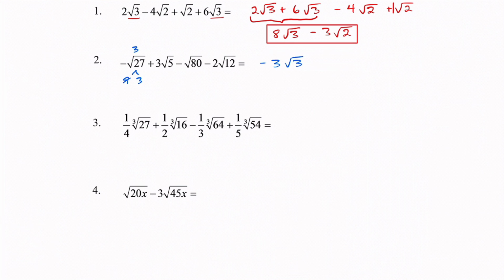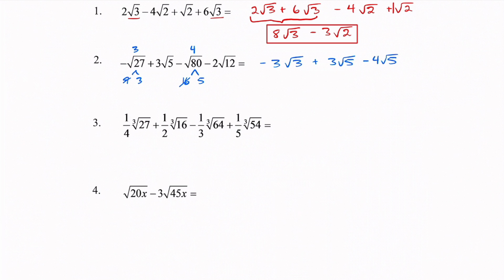With the next one, square root 5, you can't simplify square root 5 down. You can't break it down. So I'm going to have just a plus 3 square root 5. For the 80, I can break that down into 16 times 5. And then the square root of 16 is just a 4. So I'm going to have minus 4, and then the square root 5 is inside. So minus 4 square root 5.